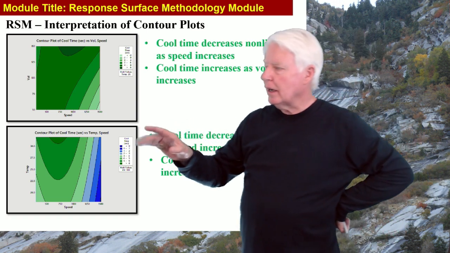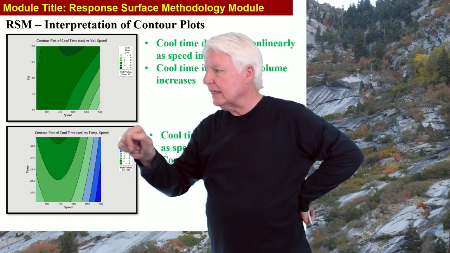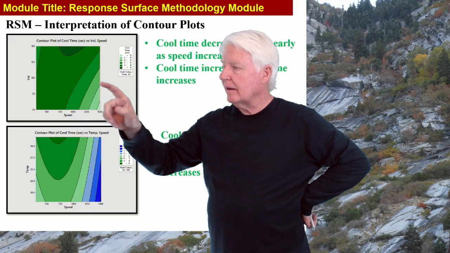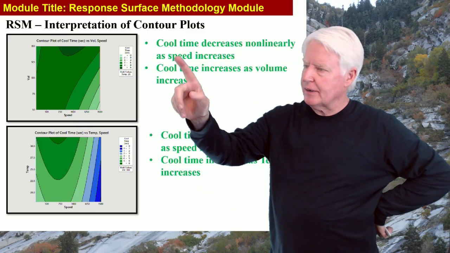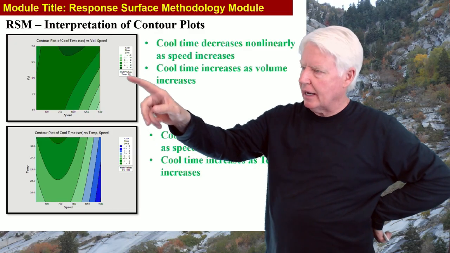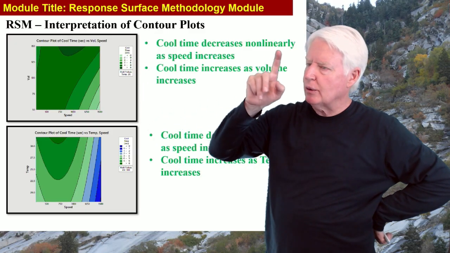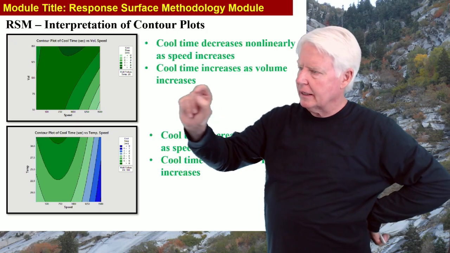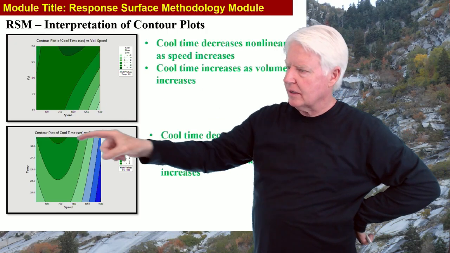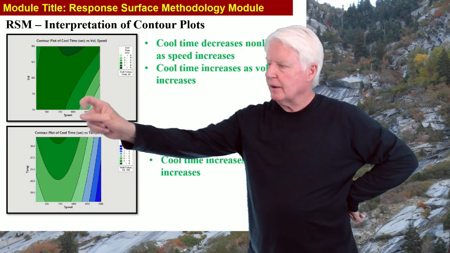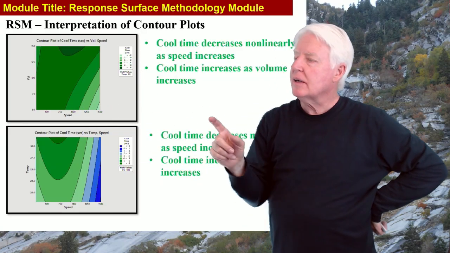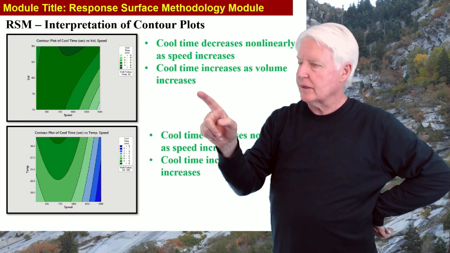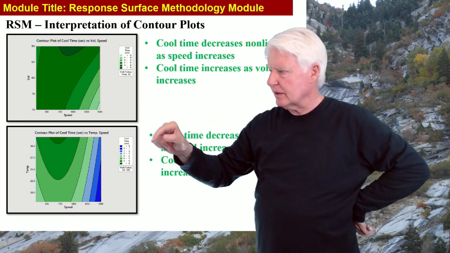And here's one on speed and velocity and cool down time. Okay. And notice on this, I'm just going to read the interpretation, but you can look at that. Cool time decreases non-linear as speed increases. How do you know it's non-linear? Because it's more narrow in some areas and wider in other areas on these contour plots. Cool time increases as volume increases.